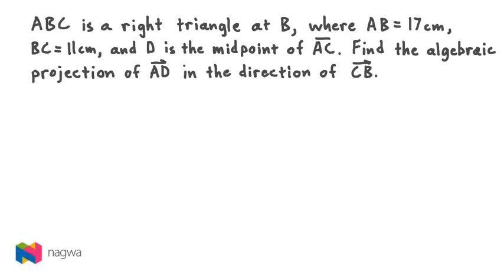ABC is a right triangle at B, where AB equals 17 centimeters, BC equals 11 centimeters, and D is the midpoint of AC. Find the algebraic projection of AD in the direction of CB. Okay, in this example, we have this right triangle that looks something like this.